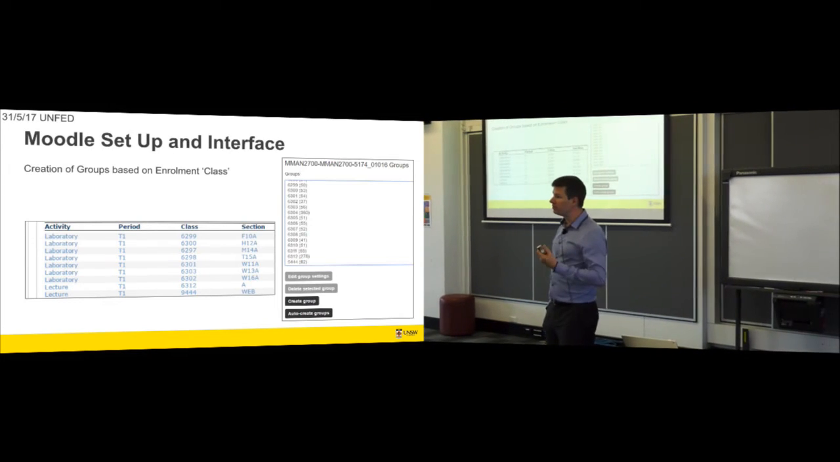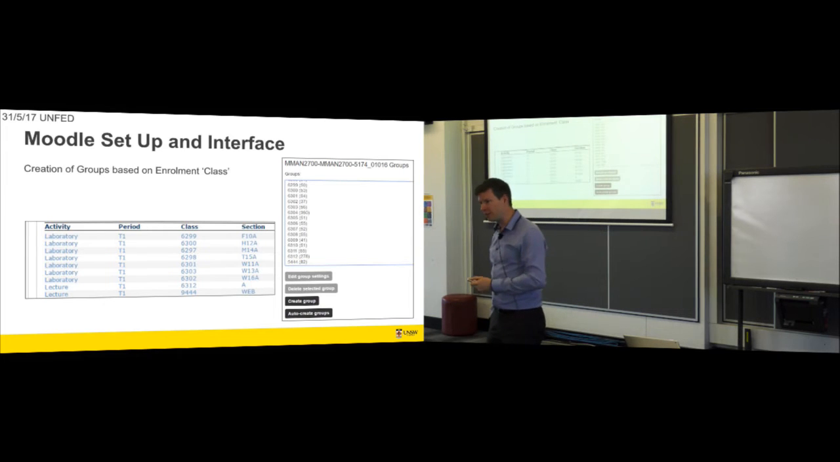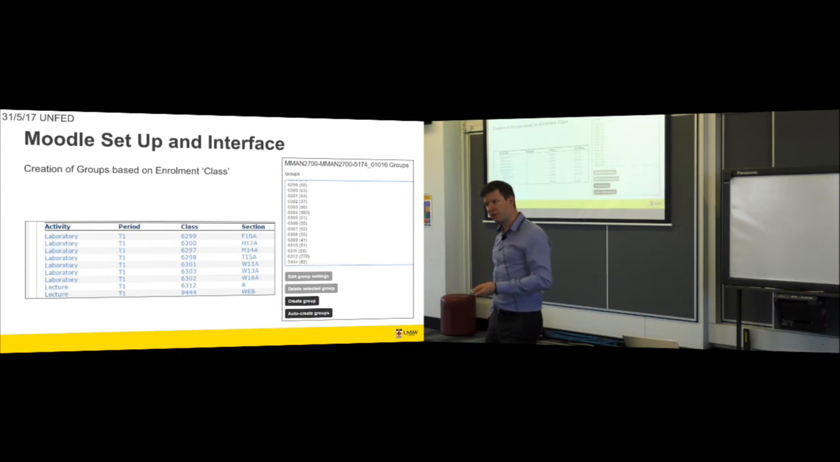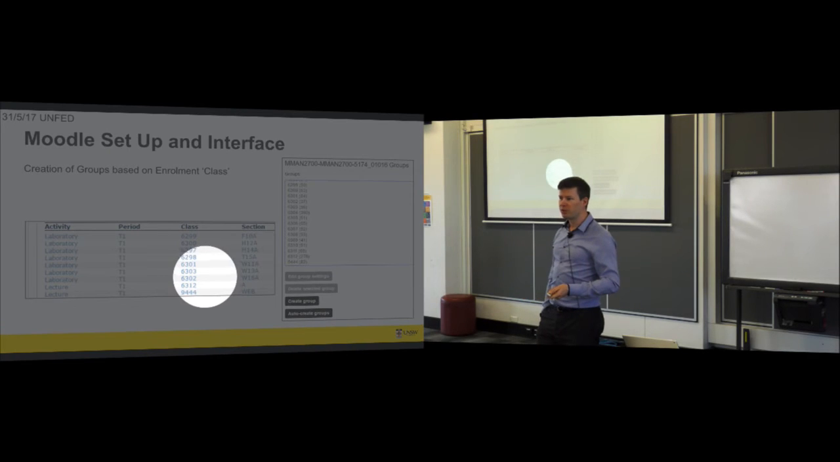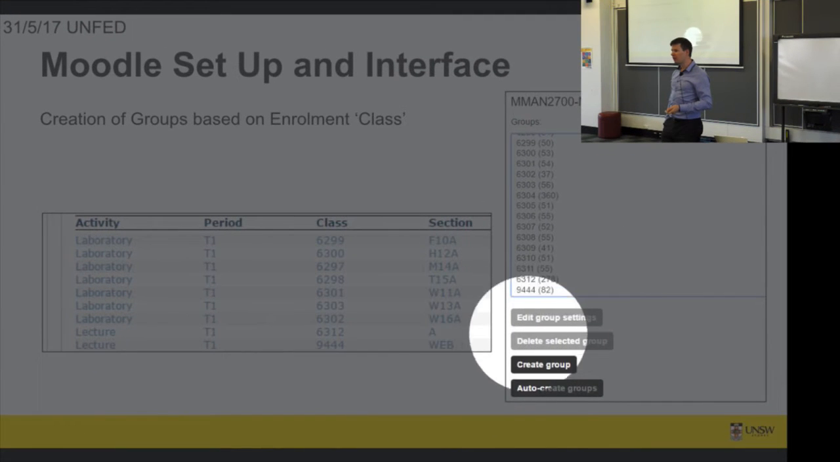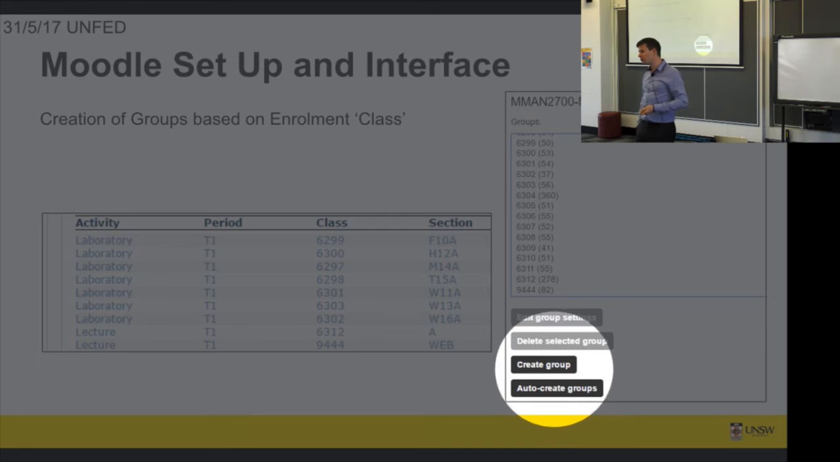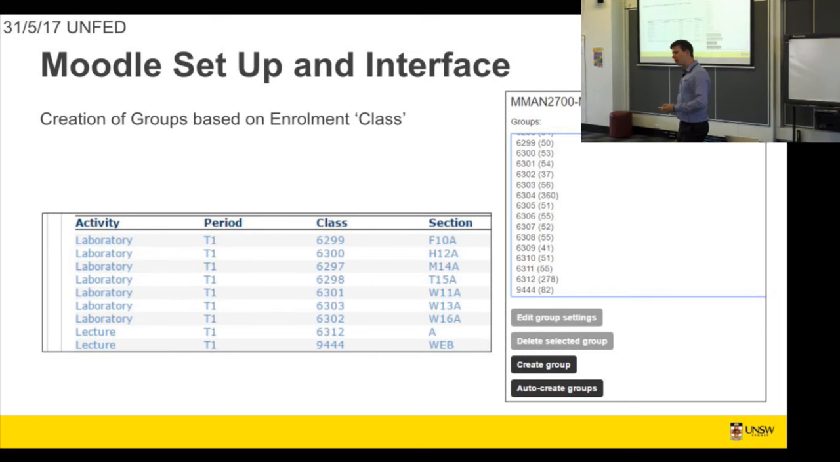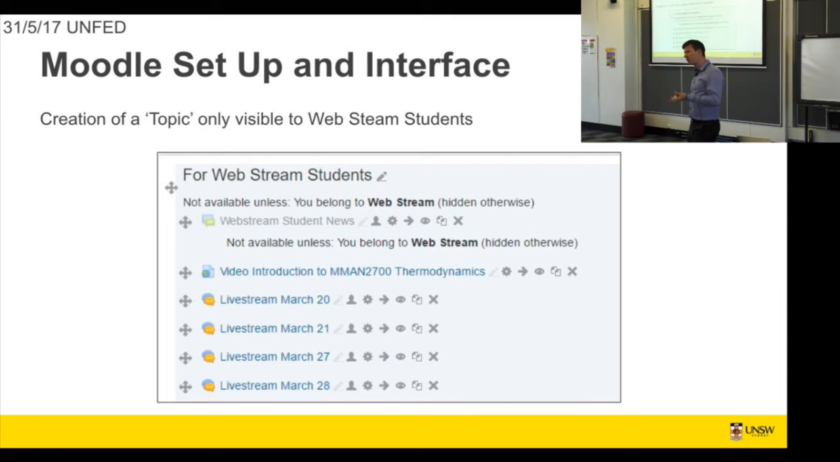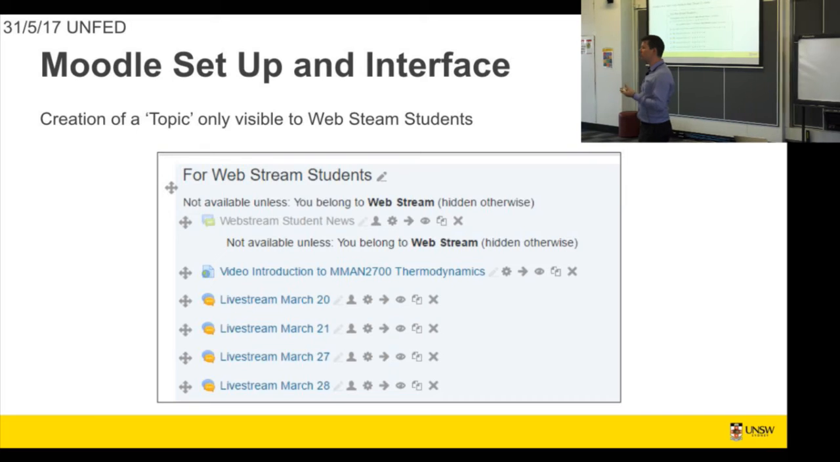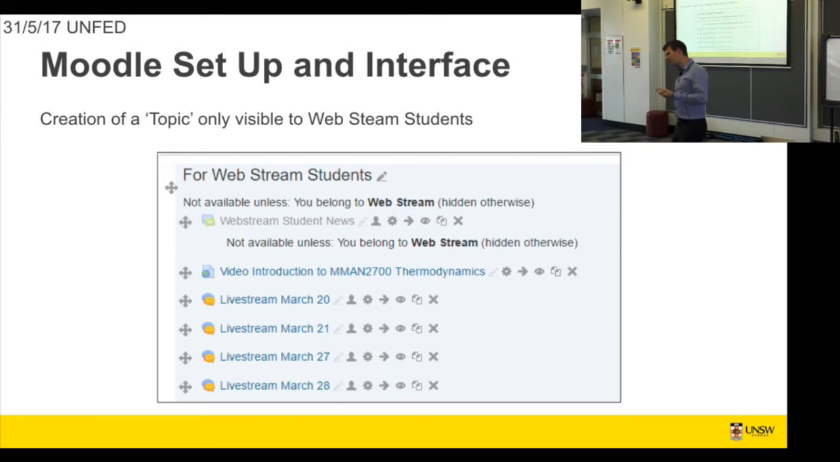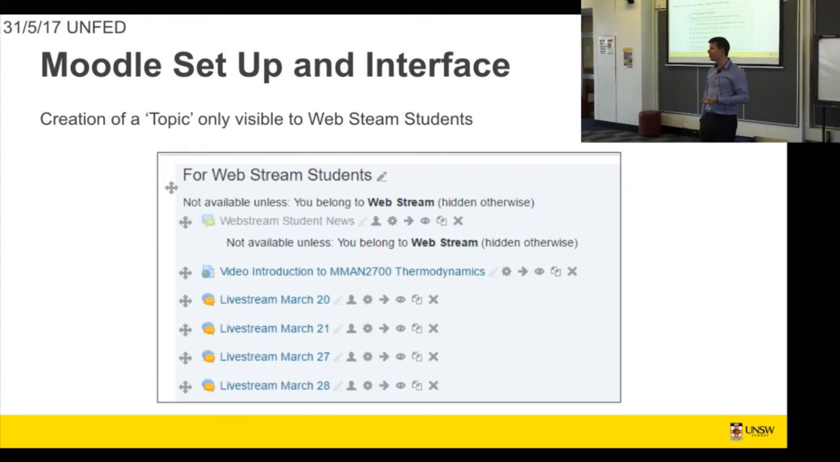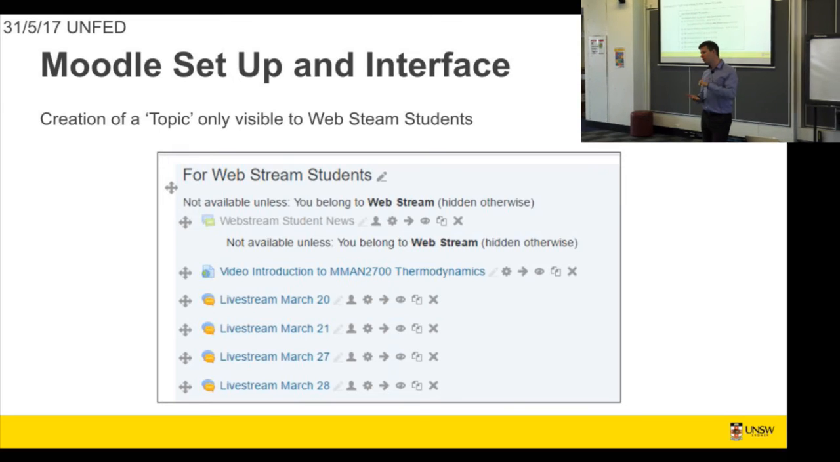So within Moodle, and this is something that I did, I don't think David did this, I get my groups here. So this is a previous screenshot. If you auto-generate groups, then it can pull in the data from the enrolments and gives you some groups. And so I've given a topic within Moodle that is for web stream students only. So my traditional students can't see it. This is the live stream. So you can see the lecture as it happens if you care to.